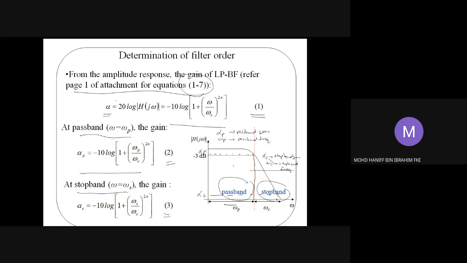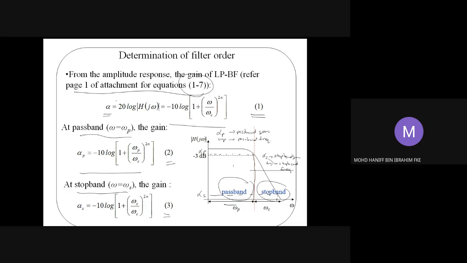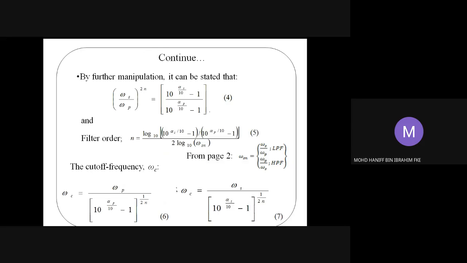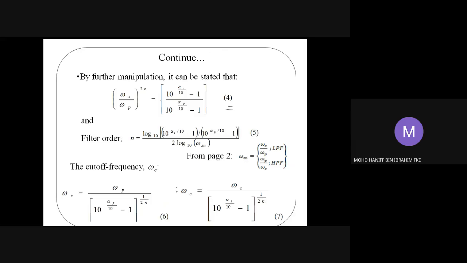Okay. You can stop me any time if you want to ask any questions related to this lecture. Then from equation number 2 and equation number 3 that we have obtained in this slide, we can then obtain equation number 4, which is a ratio of omega s over omega p. You can have it from equations 2 and 3 by manipulation, so you can refer to equation 4 in your attachment, page 1.